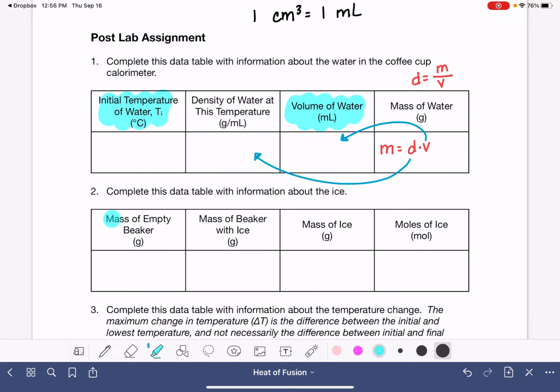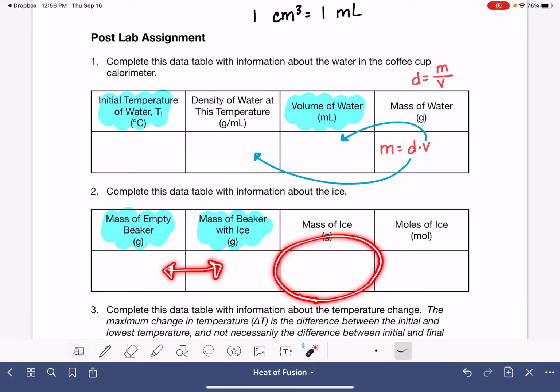You are also going to have a pretty similar data table for the ice. You recorded the mass of the empty beaker. You also recorded the mass of the beaker with the ice. And here you're going to be able to calculate the mass of the ice. That's just going to be the difference between these two numbers. Like maybe your empty beaker was 20 grams and your beaker with ice was 30 grams, which means you have 10 grams of ice.